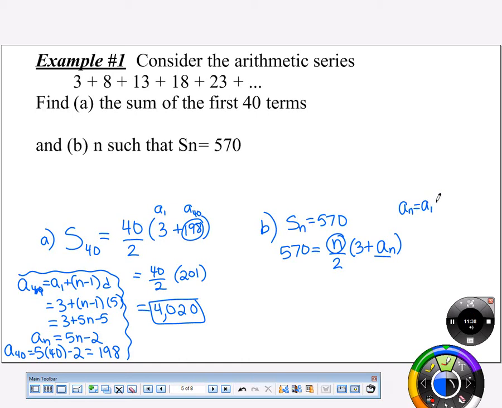But again, I want to remind you of the rule. The rule says this. And I'm not going to go through writing the whole thing again for this series because you already did it over here. So we know for this case that the rule says a sub n equals 5n minus 2. So what I'm going to do in this case, even though I don't know what n is, so I can't make this a number, I can substitute a sub n. I can make it equal to 5n minus 2. So that's what I'm going to do here.